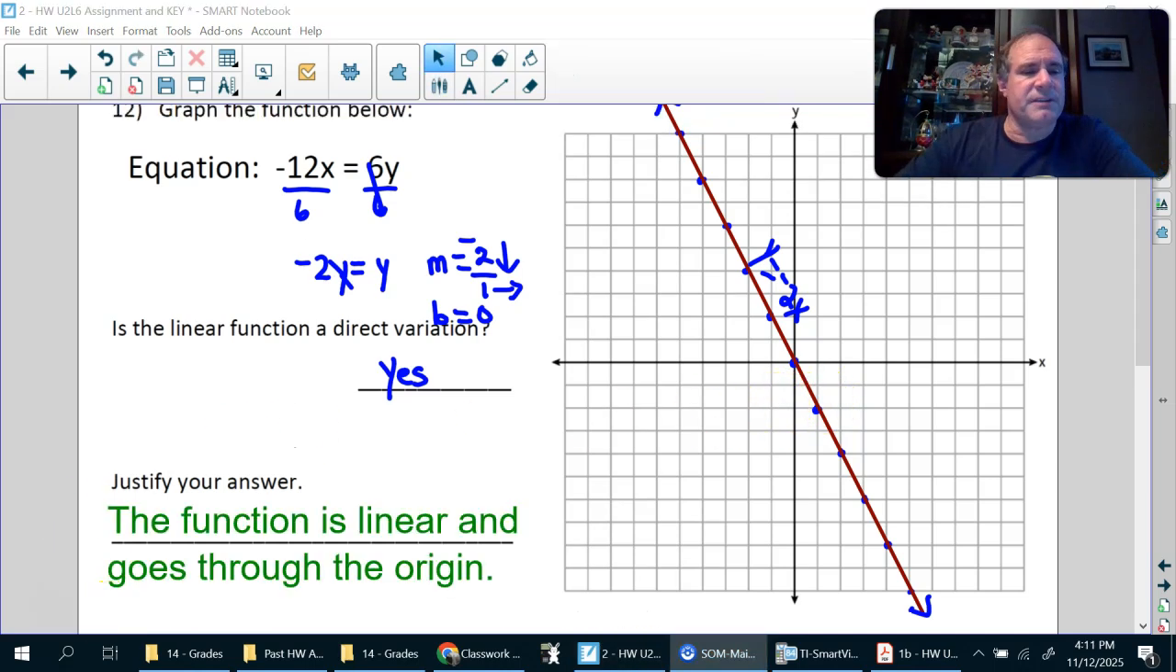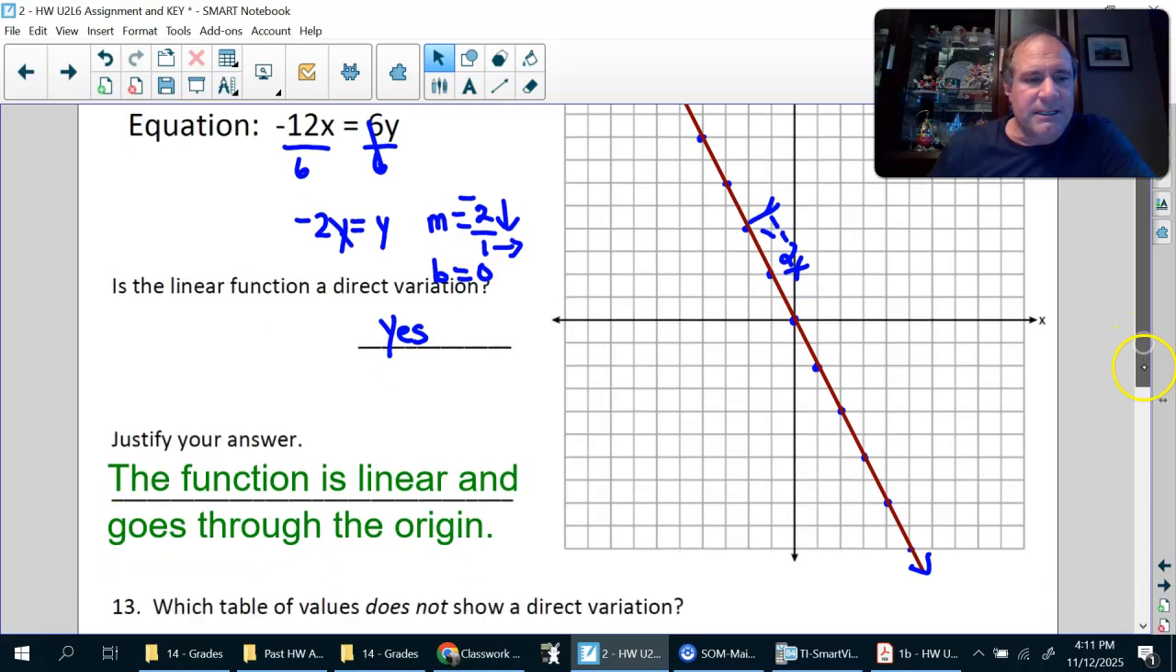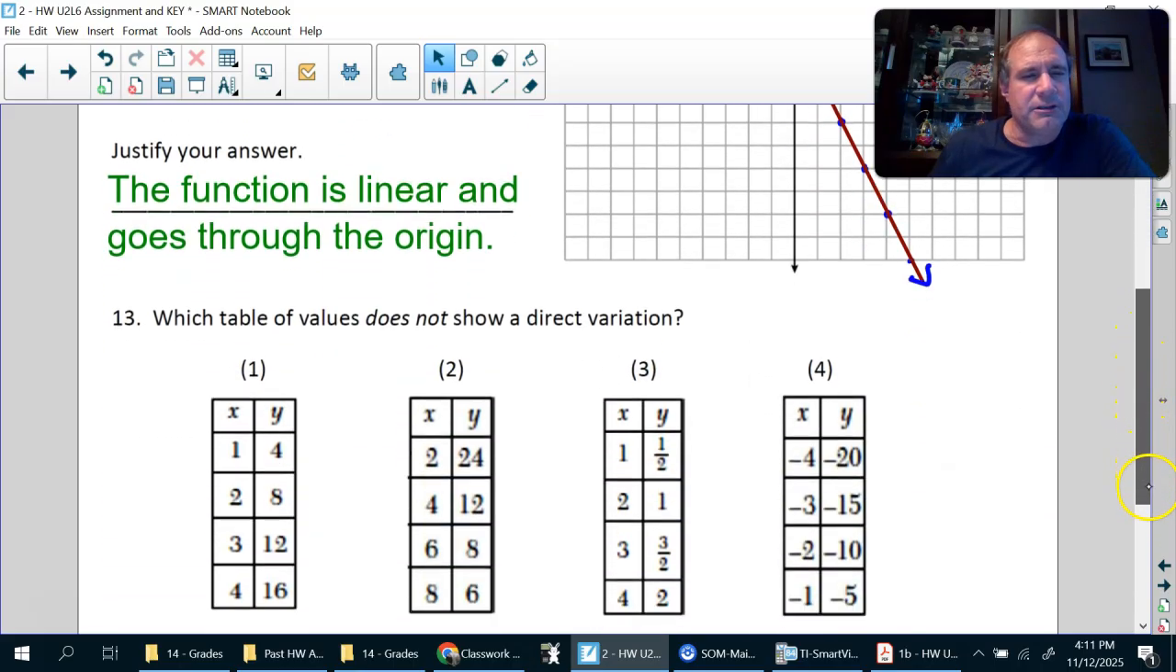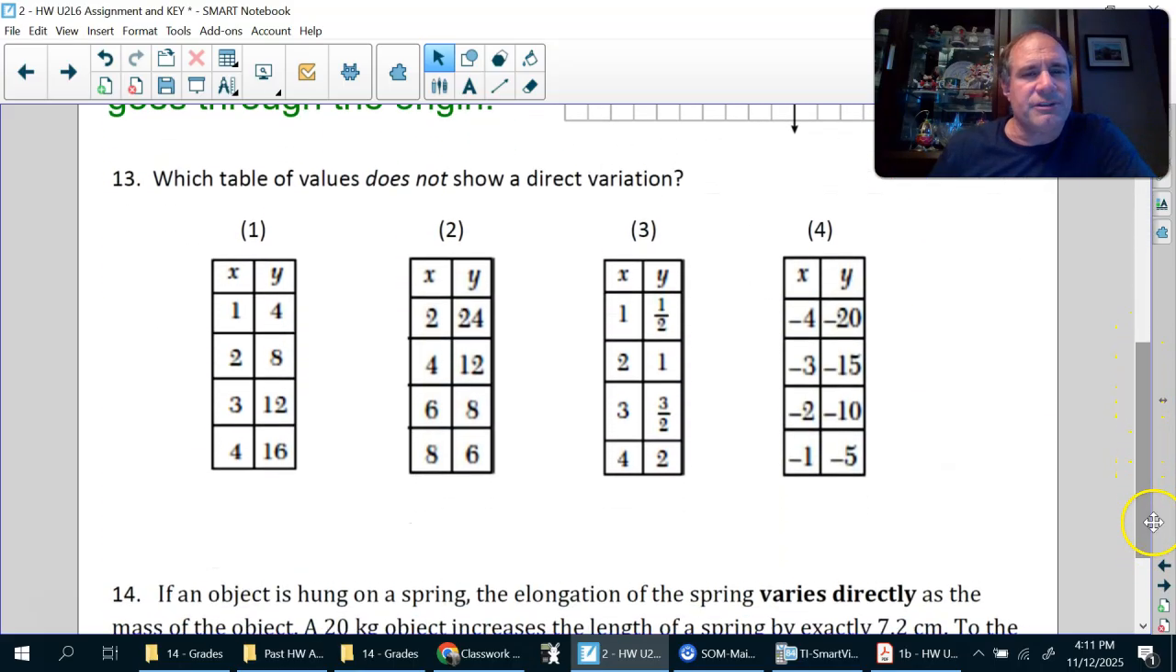Okay, so this is a function. This function is linear and goes through the origin. So you can see that the graph is straight and goes through 0, 0. It is a direct variation. So which table of values does not show a direct variation?